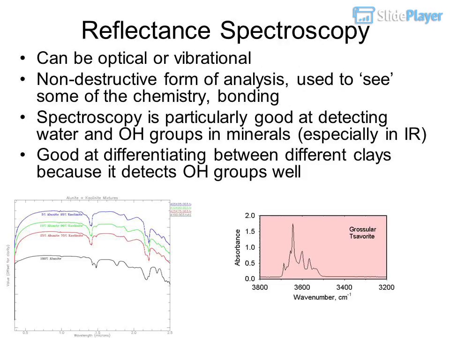Reflectance spectroscopy can be optical or vibrational. It is a non-destructive form of analysis, used to see some of the chemistry and bonding. It is particularly good at detecting water and OH groups in minerals, especially in the IR. It is good at differentiating between different clays because it detects OH groups well.